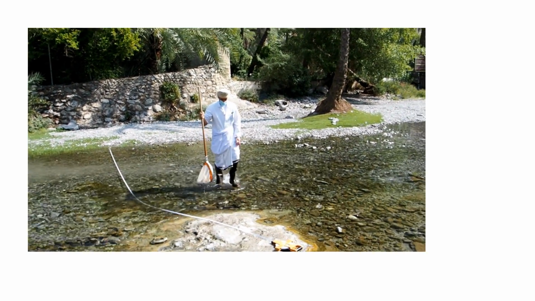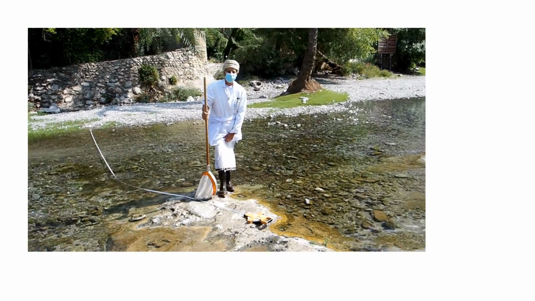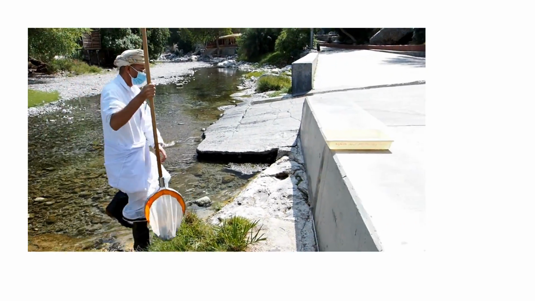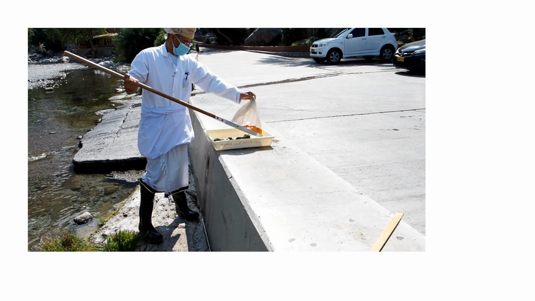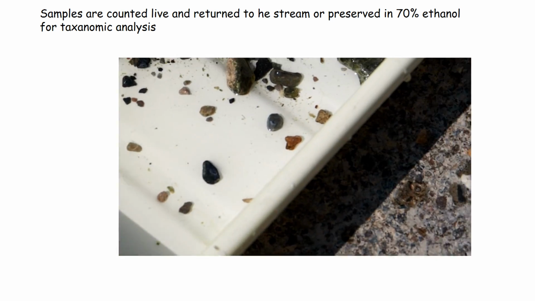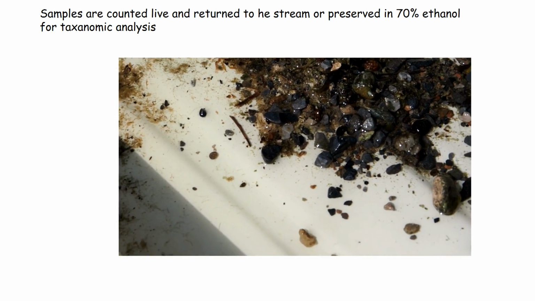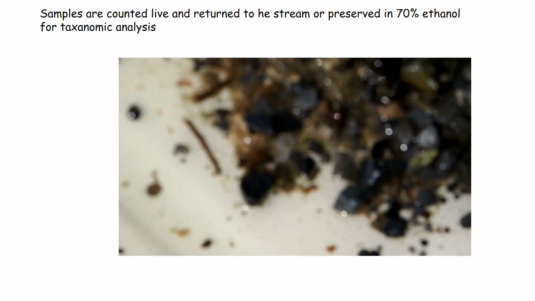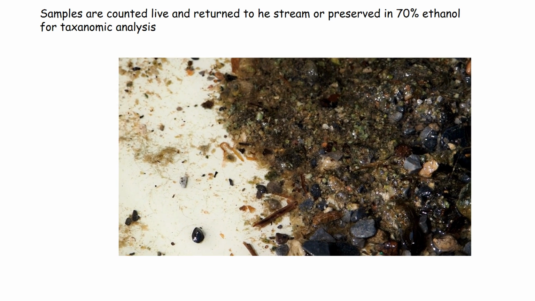The animals and other material is collected in the net and taken to a tray where it's tipped. Here the sample can be counted live and returned to the stream, or preserved in 70% ethanol for detailed counting and taxonomic analysis later.